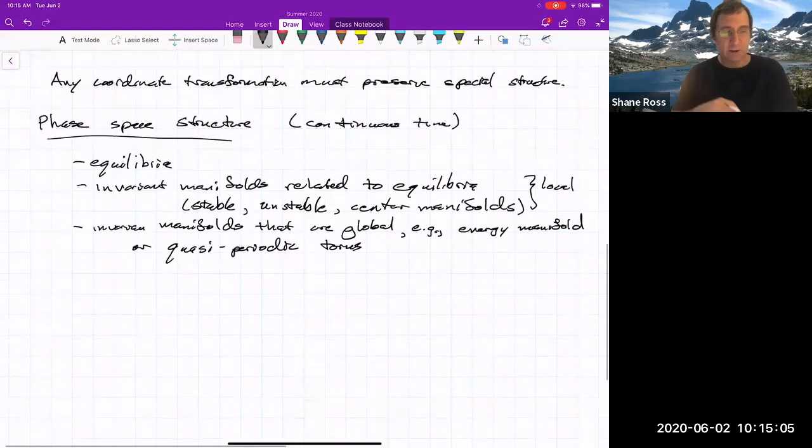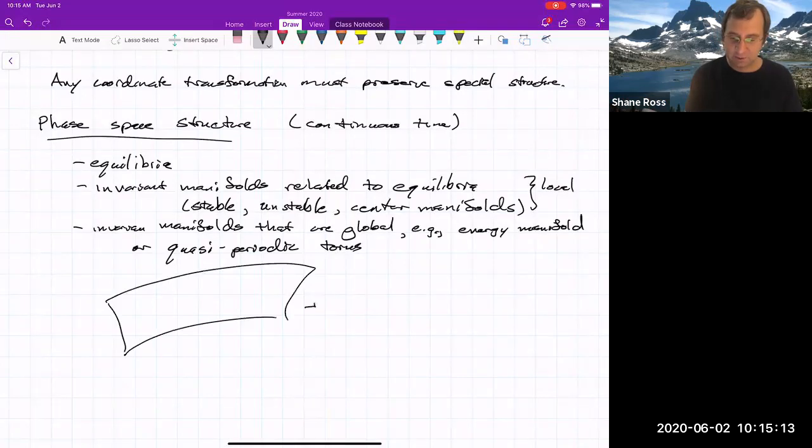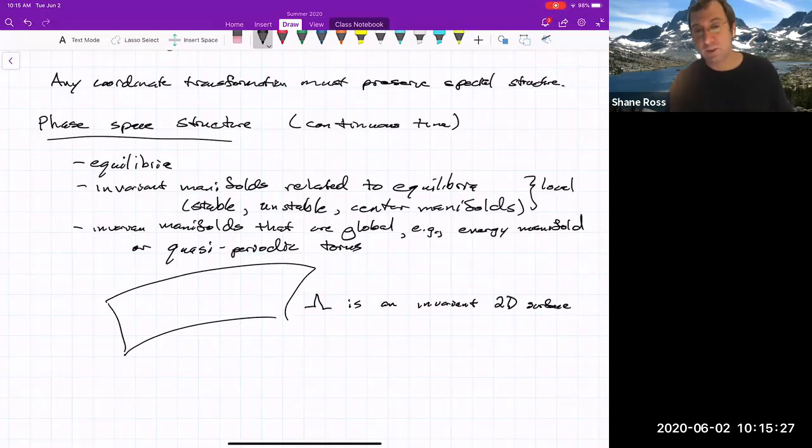And you could have invariant manifolds within invariant manifolds. So let's suppose here's an invariant manifold, I'll call it lambda. Maybe it's an energy manifold or just something else. In mechanics, we could have things related to conservation of energy or conservation of some momentum. Mechanical systems are those with special structure. In general, let's just say we've got some invariant 2D surface.